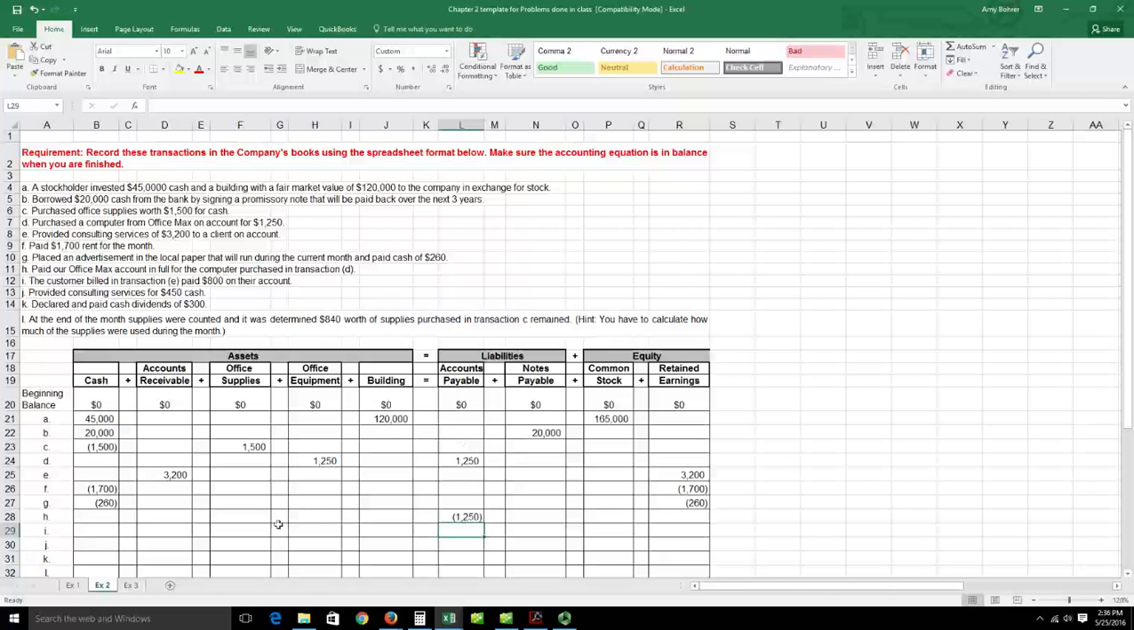So I have to enter that as a negative. And my cash is going down because I'm writing a check. So again, I have to enter that as a negative.